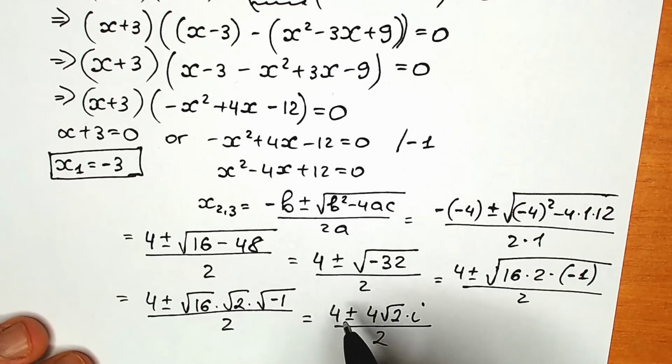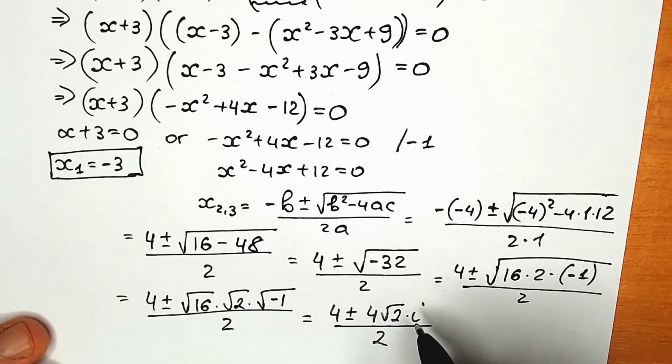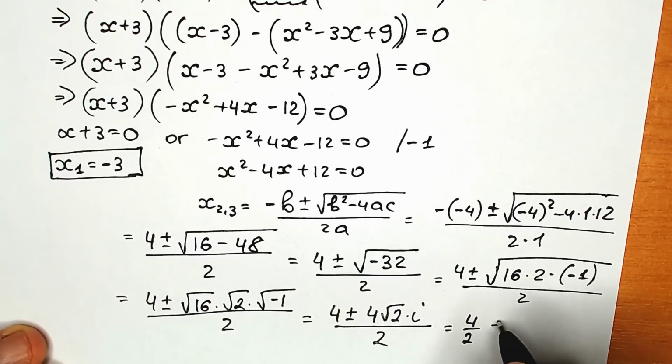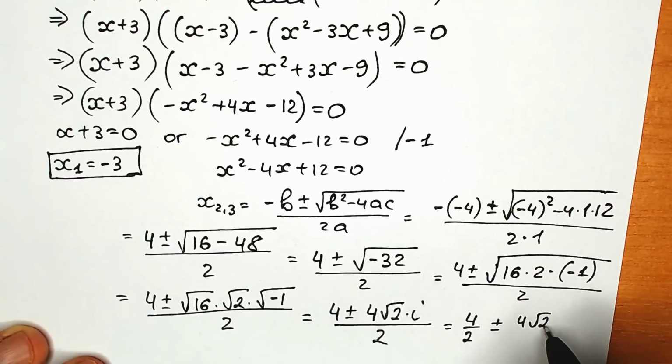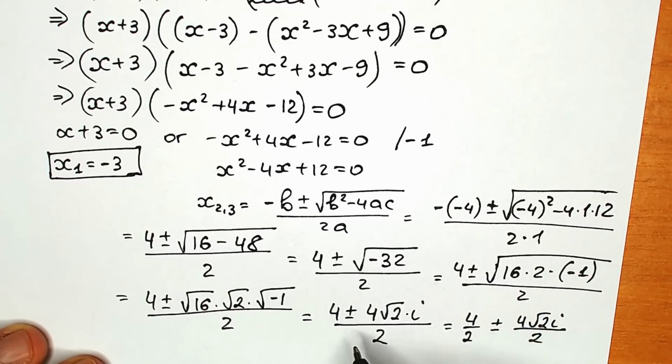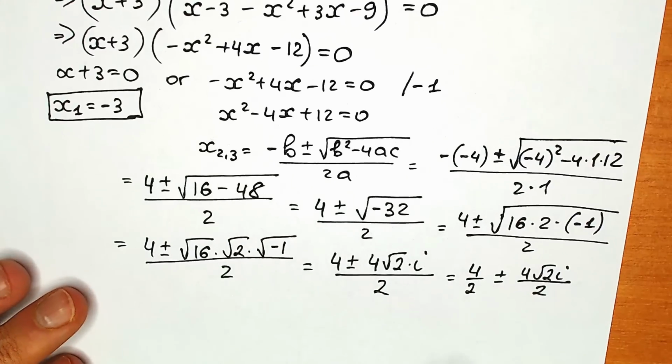Right now we can easily divide this numerator by 2. We can write it as 4 over 2 plus or minus 4 square root of 2i over 2. We can easily divide it. When we add it, we will have absolutely the same thing, because these have a common denominator, right?